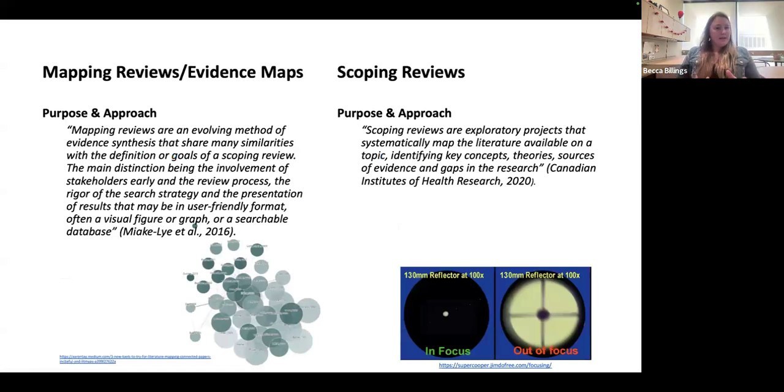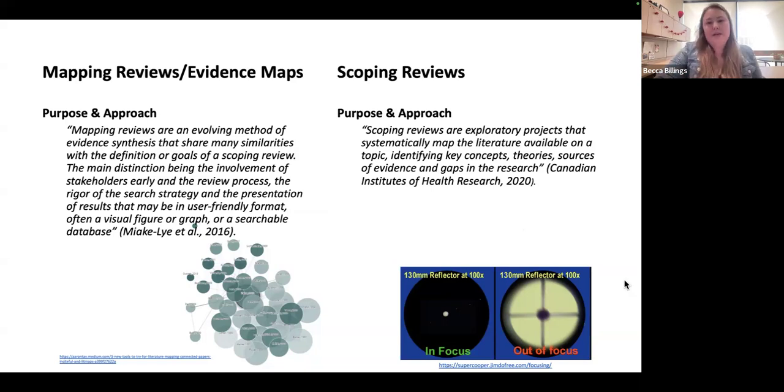Okay, next up, we have your mapping reviews, also known as evidence maps, and scoping reviews. I put these on the same slide because for the most part, they are the same. The Joanna Briggs Institute manual uses these terms synonymously.